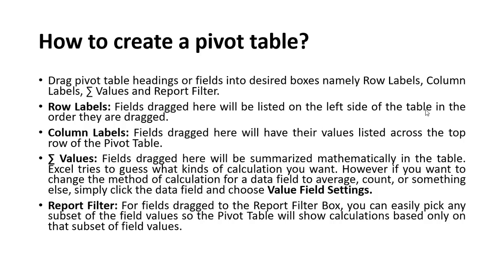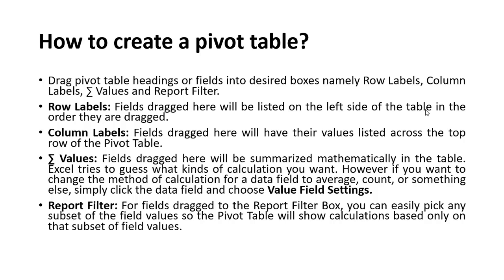However, if you want to change the method of calculation for a data field to average, count, or something else, you can simply click the data field and choose the value field settings. In order to change the method of calculation, by default it takes the sum. If you want a different calculation, all you have to do is go to the value field settings and change that. We may see that later, right?